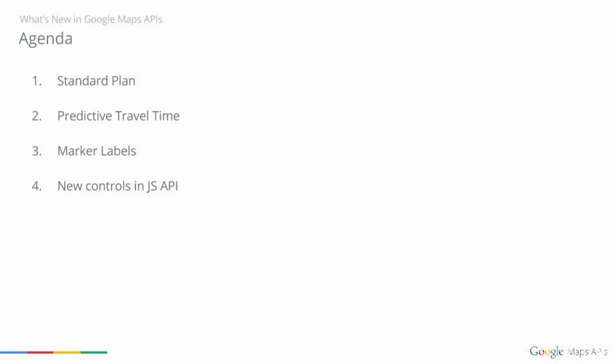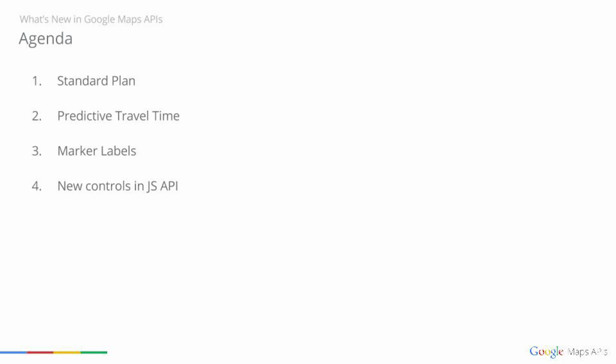So I'm dialing in from the Sydney office today, which, as you can see, is very Maps themed. I'm the product manager for the Web Maps APIs, which includes the JavaScript Maps API, Static Maps API, Street View API, as well as all the web services like geocoding, directions, and roads. And I'm excited to tell you about a few new features and new developments on the APIs that we've launched recently. So there's four things I'll present to you today.